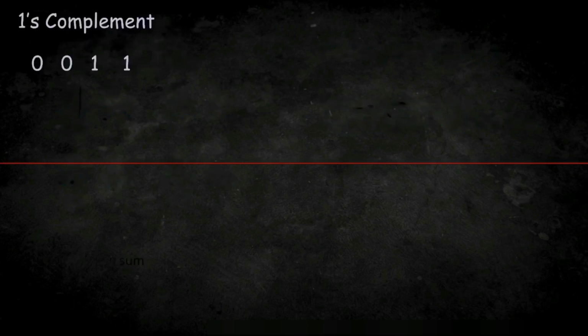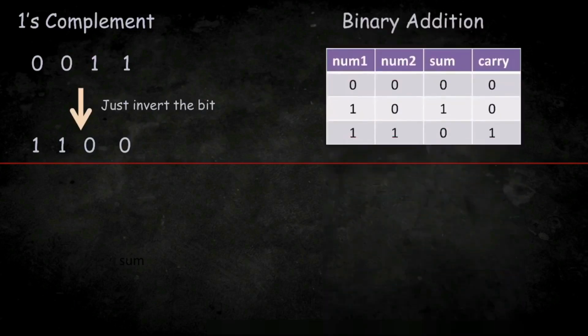Our next topic is ones complement. For example, here we have this binary number, and if you want to find the ones complement of this number, then you need to just flip the bits, and this is our answer, or 1100 is the ones complement of 0011.